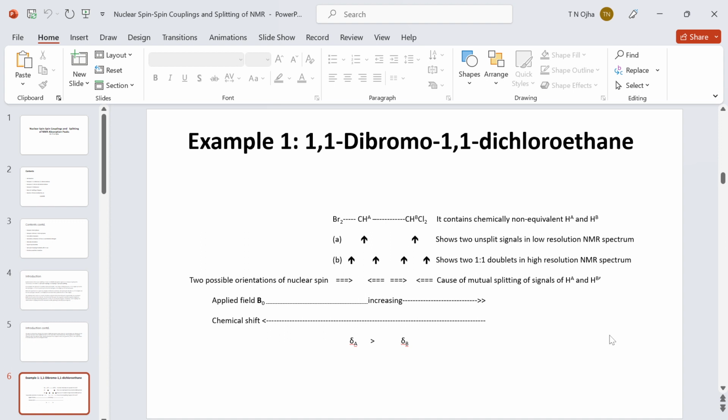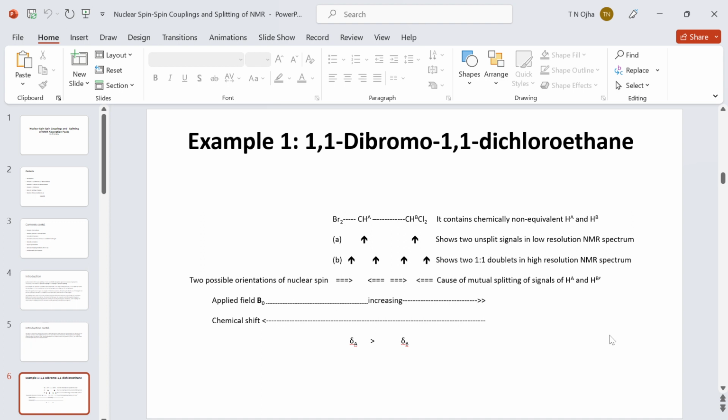Let us take one example here. 1,1-dibromo-1,1-dichloroethane. The structure of the molecule is shown here. It contains chemically non-equivalent HA and HB. For differentiation, we have superscripted hydrogens. Theoretically, under very low resolution of NMR spectroscopy, two signals are obtained, one for HA, one for HB. But in normal case, the spectrum is recorded at high resolution, so both hydrogens appear as doublets. Two doublets appear in the spectrum.